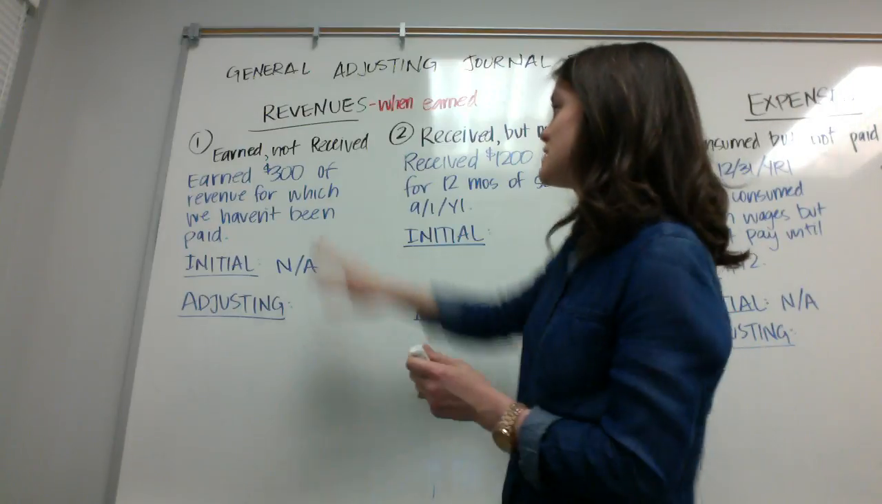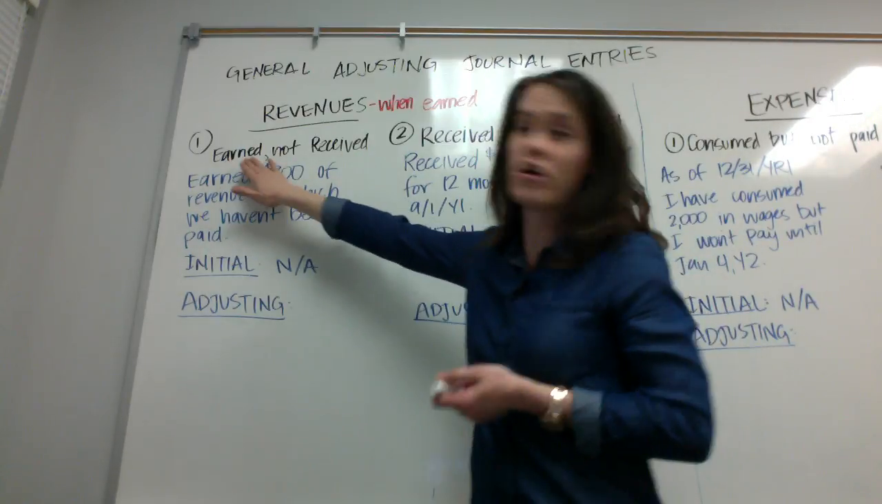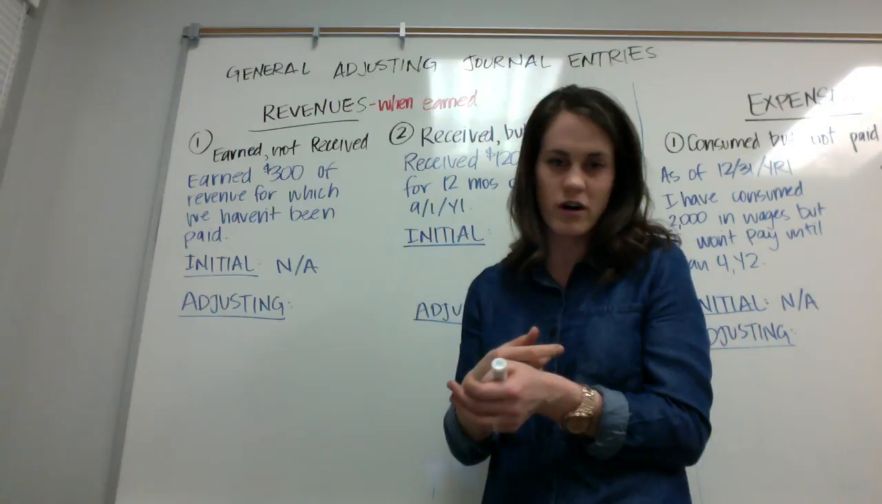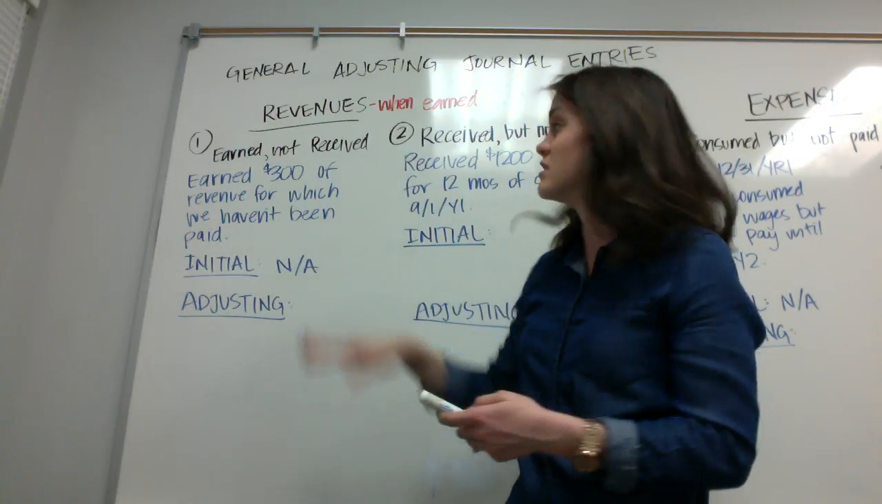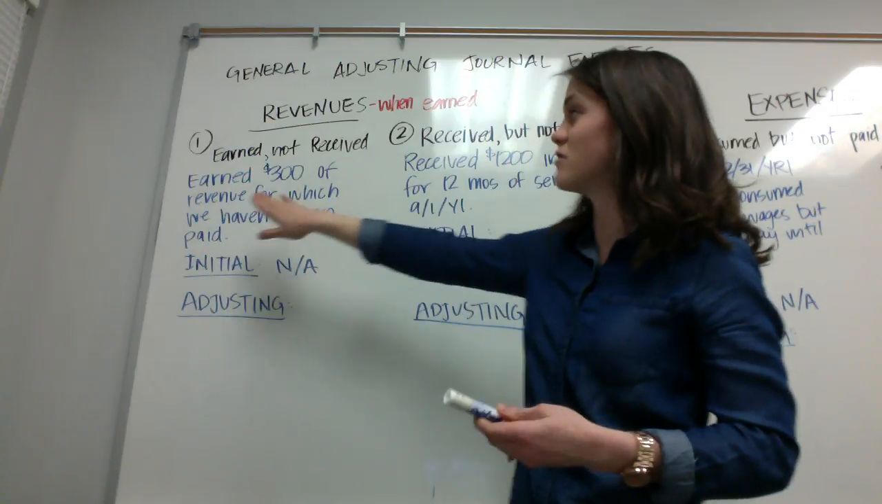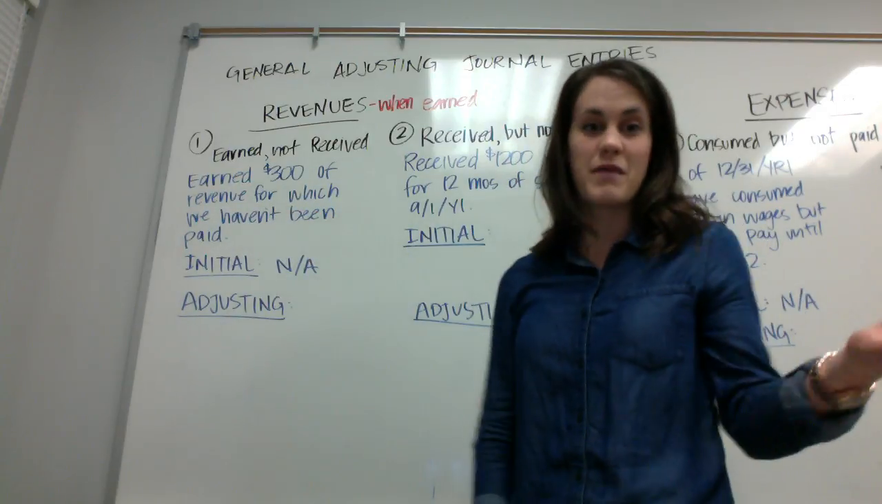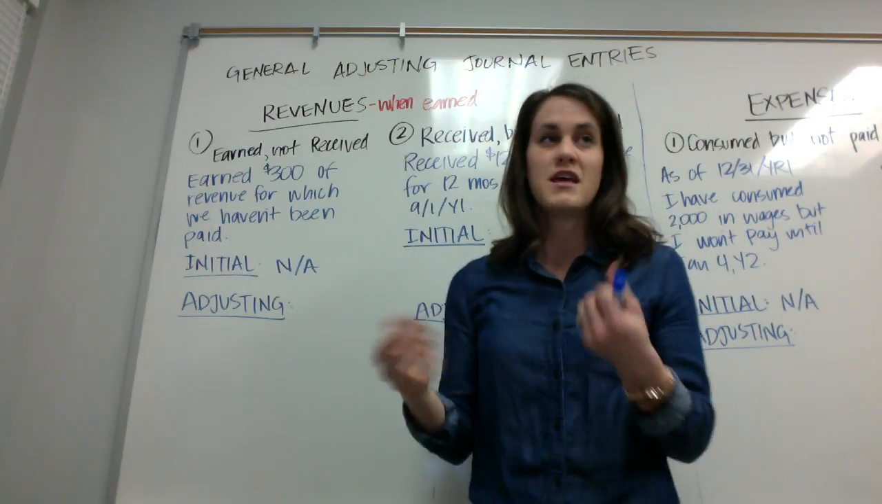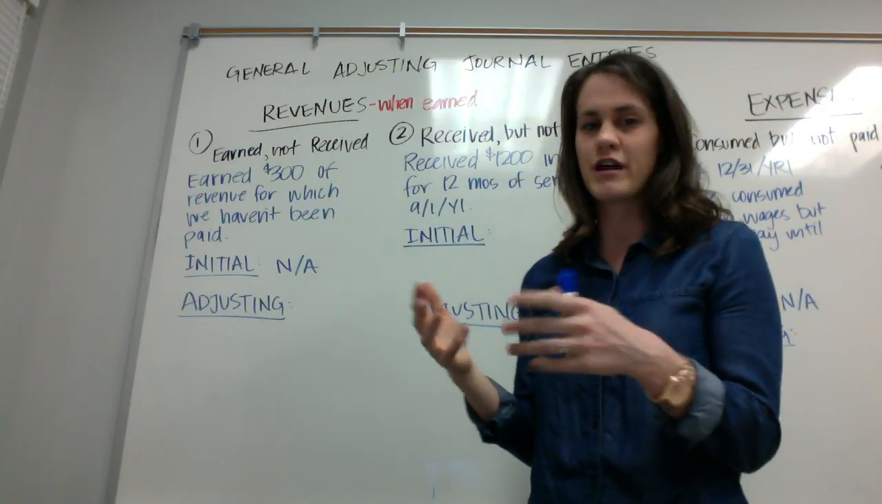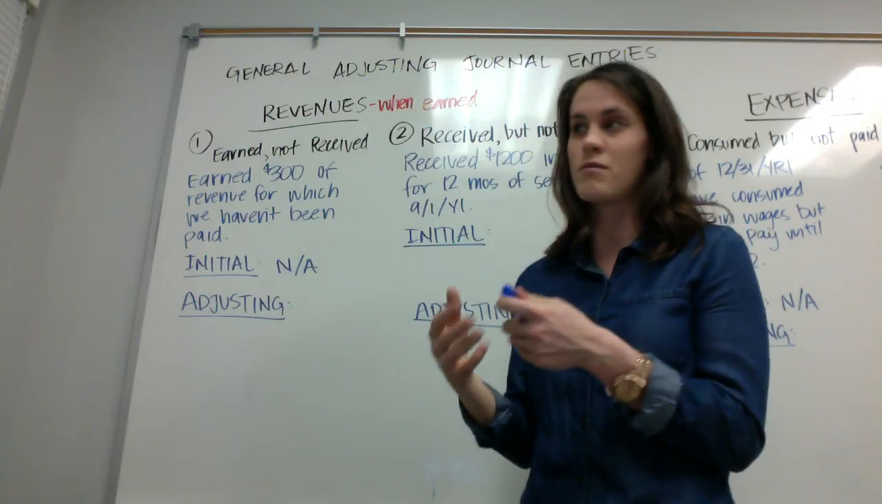So this first example is that we've earned the revenue, so we've done some work for it, right? But we just haven't received any cash for it yet. So here's an example. We earned $300 of revenue for which we haven't been paid, right? So is there any initial journal entry? Well, no, because there's no transaction actually occurring. Initially, we're just performing some work.